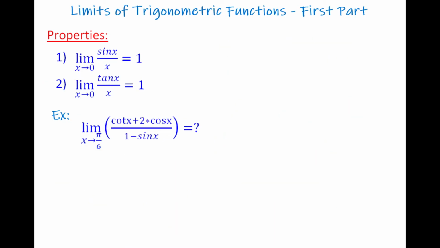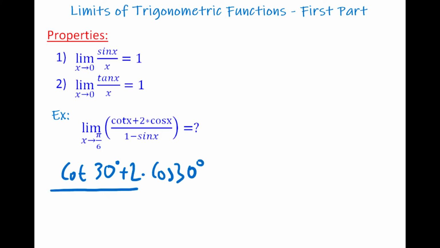We may have such questions also, which are evaluating questions actually. All we're going to do is just put pi divided by 6 instead of x. That's all we're going to do. And once you do it, we're going to have cotangent pi over 6, which is actually 30 degrees. So I'm going to just write cotangent 30 degrees plus 2 times cosine 30 degrees divided by 1 minus sine 30 degrees.